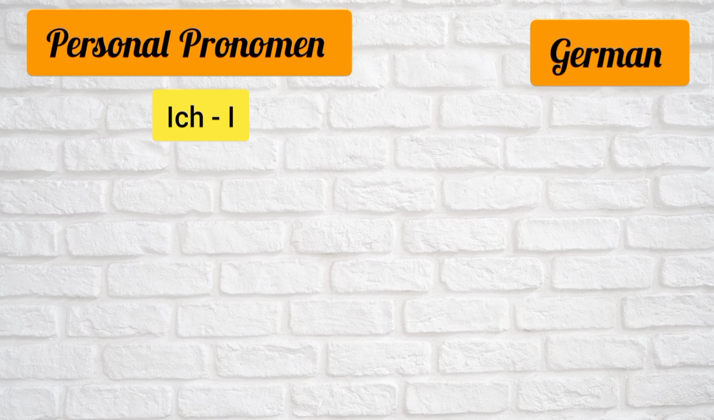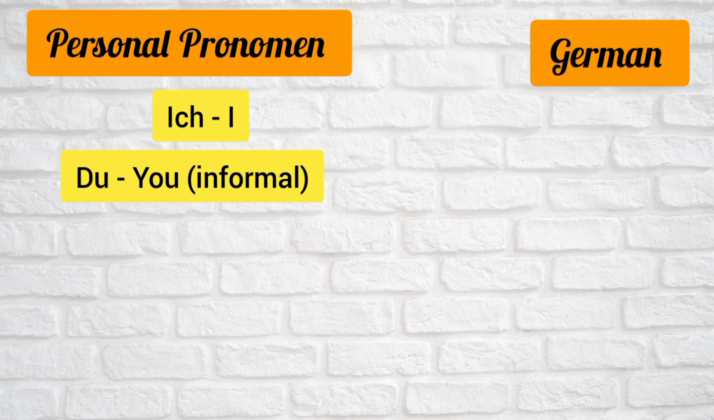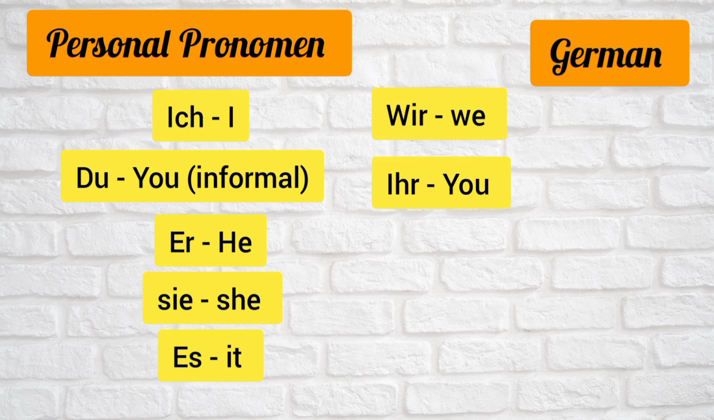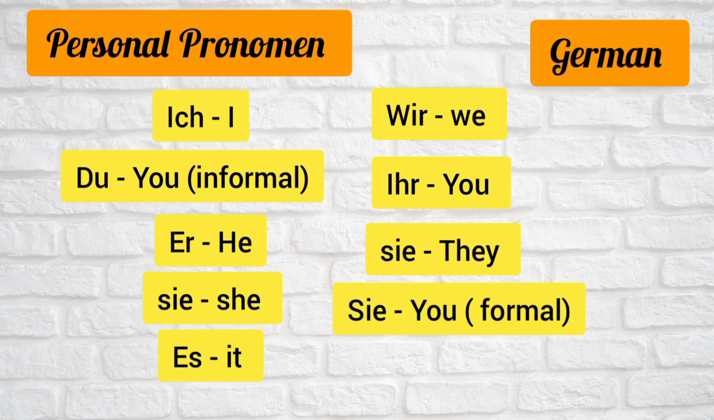Let's revise. Ich means I. Du means you, informal you. Er means he. Sie means she. Es means it. Wir means we. Ihr means you. Sie means they. Sie with capital S means you, formal you.